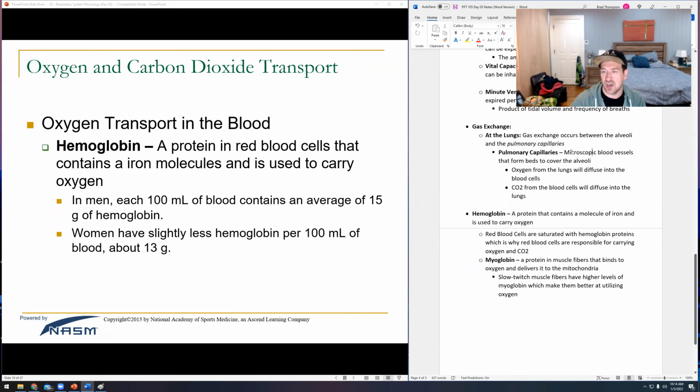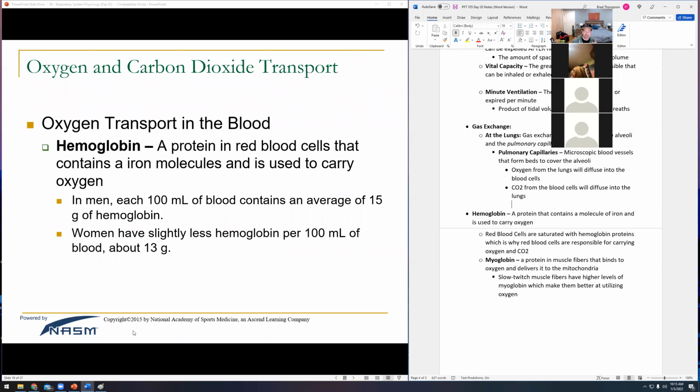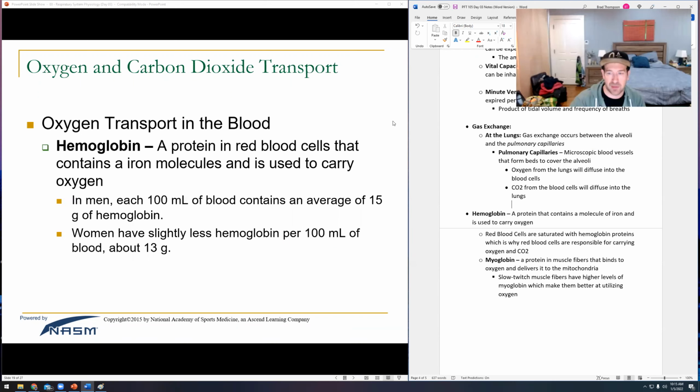Pulmonary capillaries are microscopic blood vessels that form beds that cover your alveoli. Oxygen goes from the lungs into the blood cells. CO2 goes from the blood cells into the lungs. Now, at a tissue level, the exact opposite happens, right? Your blood cells are going to drop off the oxygen to keep your tissues alive, and they're going to pick up CO2 because your tissues just got done producing energy before that blood cell got there, right? So it picks up any of the CO2 byproducts there.